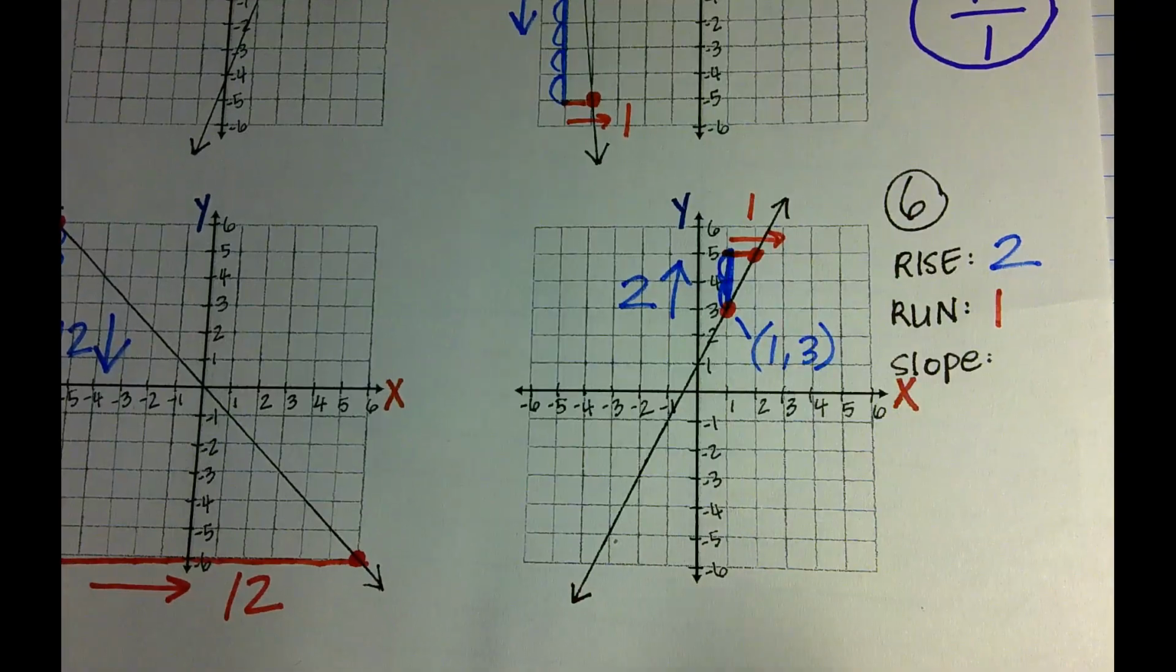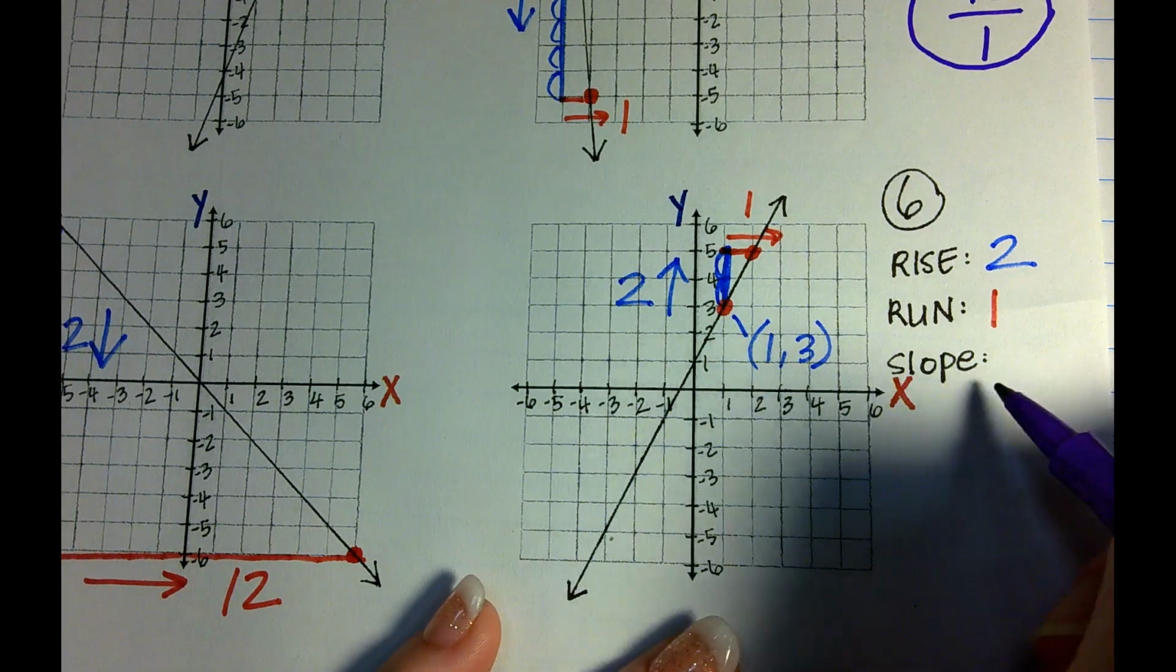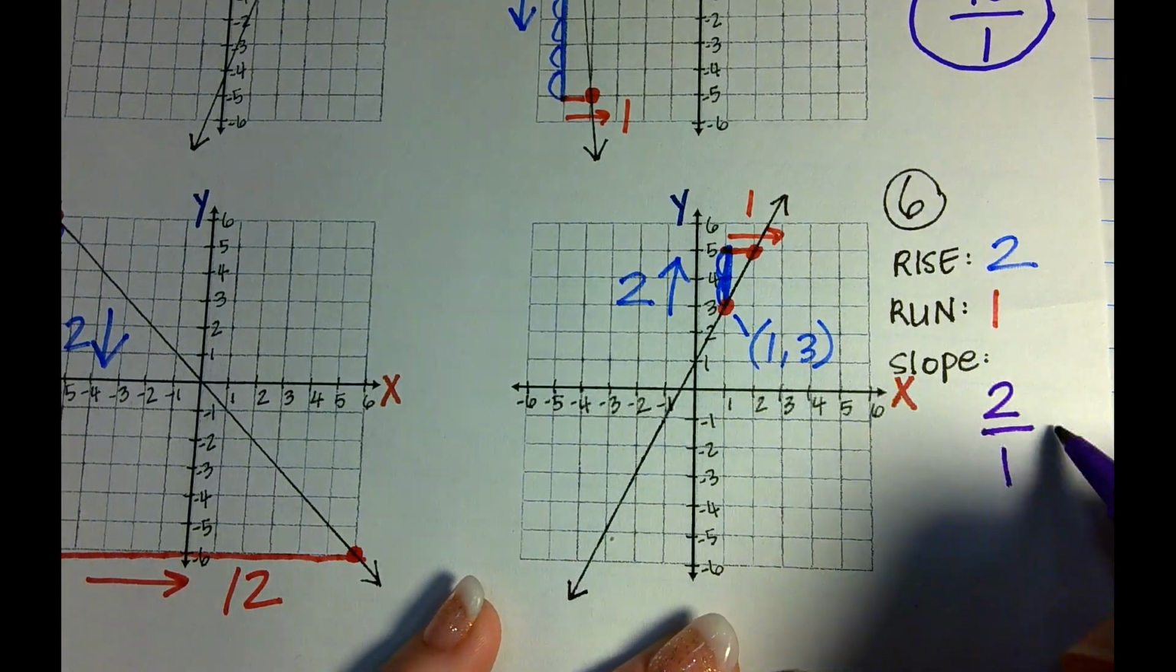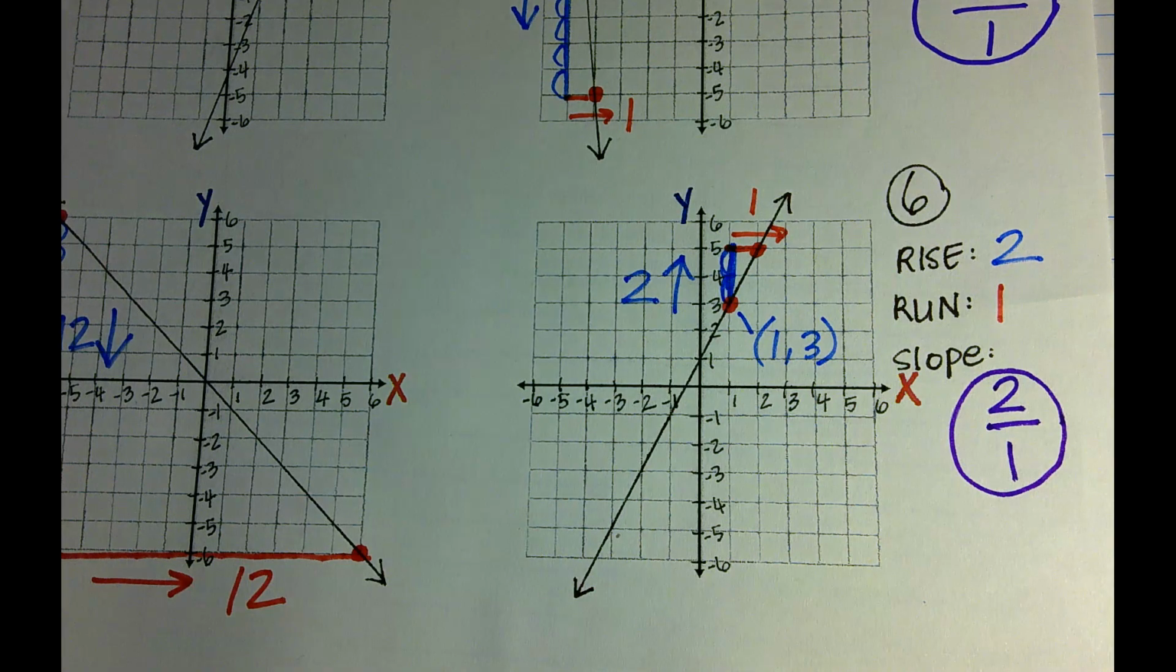So what is our slope? 2/1. Good. 2/1. My eyes always want to go to the numbers. That's okay. You're not alone on that. That's all right.